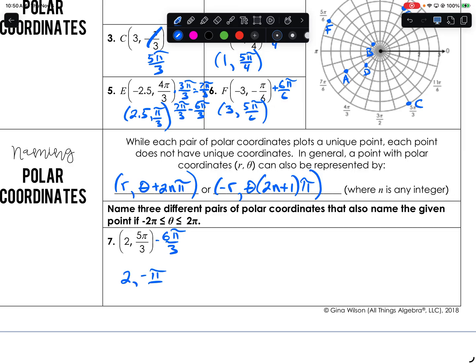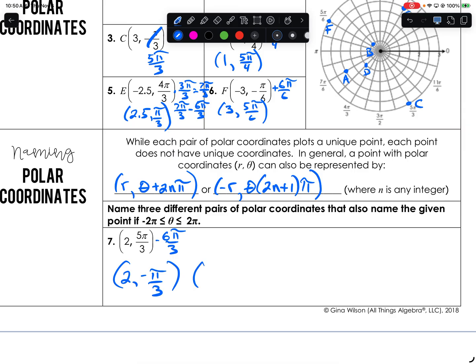And then I want to just look at my little range right here, right? So is that in between negative 2 pi and positive 2 pi? Sure is, so I'm good. Okay? Whereas if I were to add 6 pi over 3 right here, I get 11 pi over 3 and it's too big, right? Okay? So we have our 2 positives. Now I need 2 negatives.